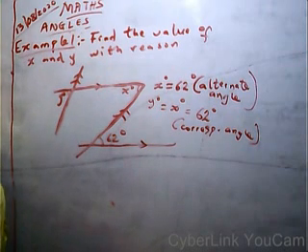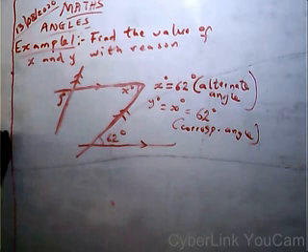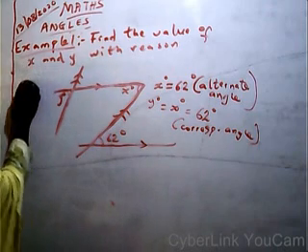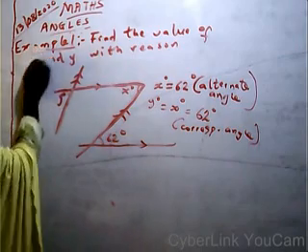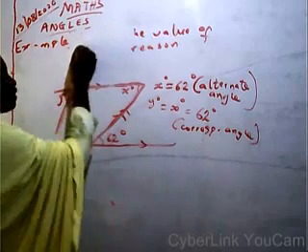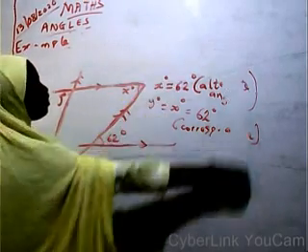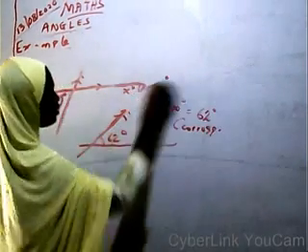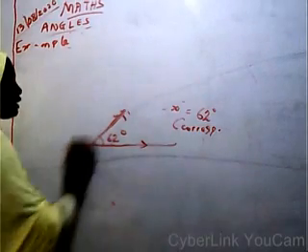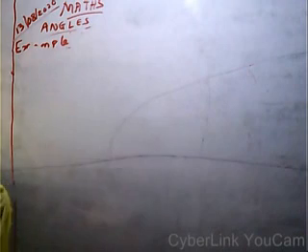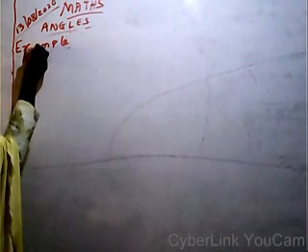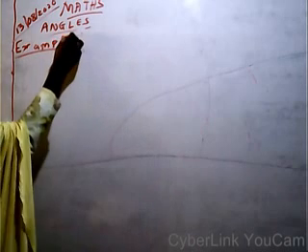It is very simple. The only thing you have to do is identify which shape. The Z shape gives alternate angle, and the F shape gives corresponding angle. Now let's go to another example. Example 2.